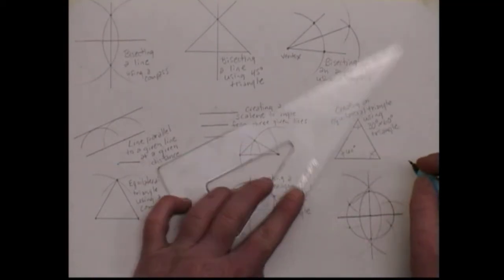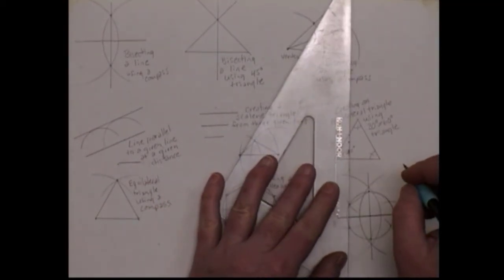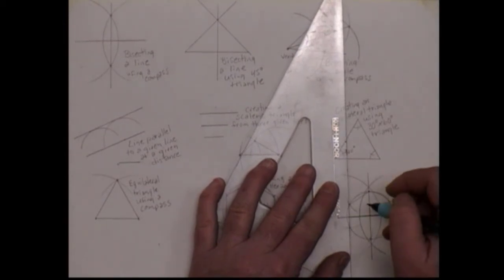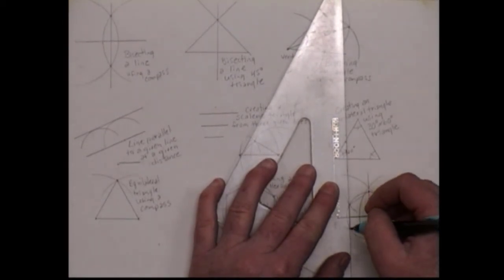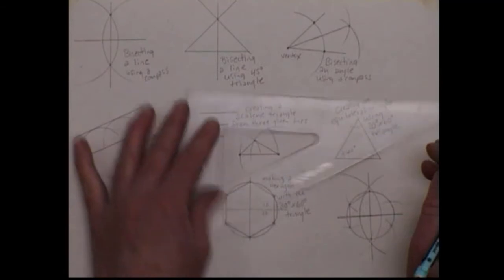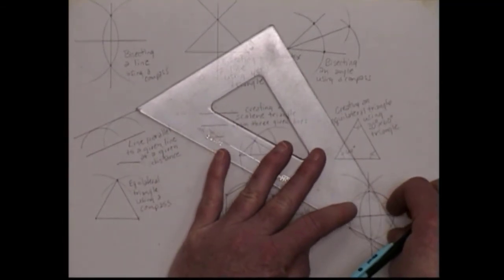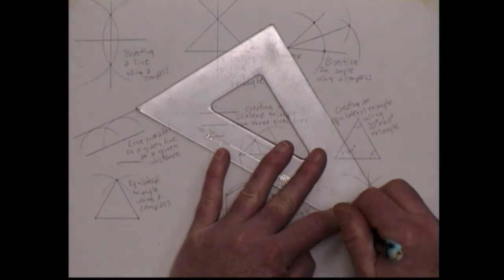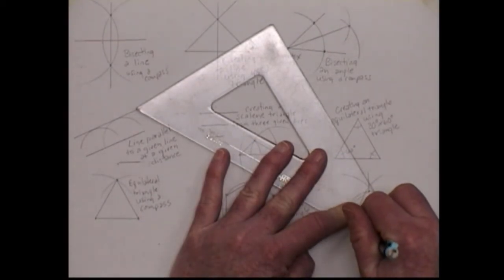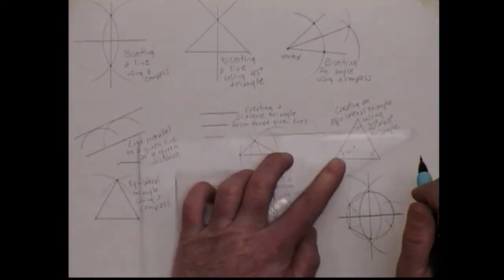So we can make a hexagon just with a compass, or we can be a little more formal and use our mechanical arm for our horizontal straight edge and make it with our 30-60 triangle.